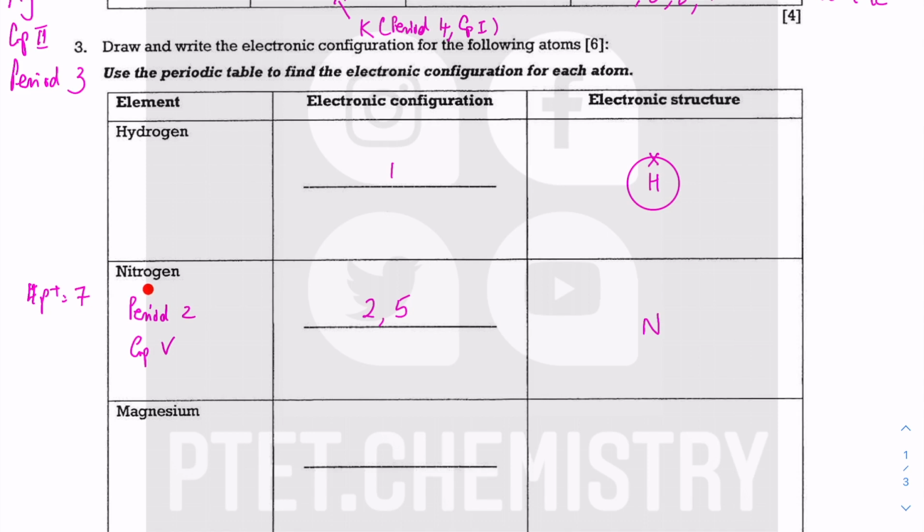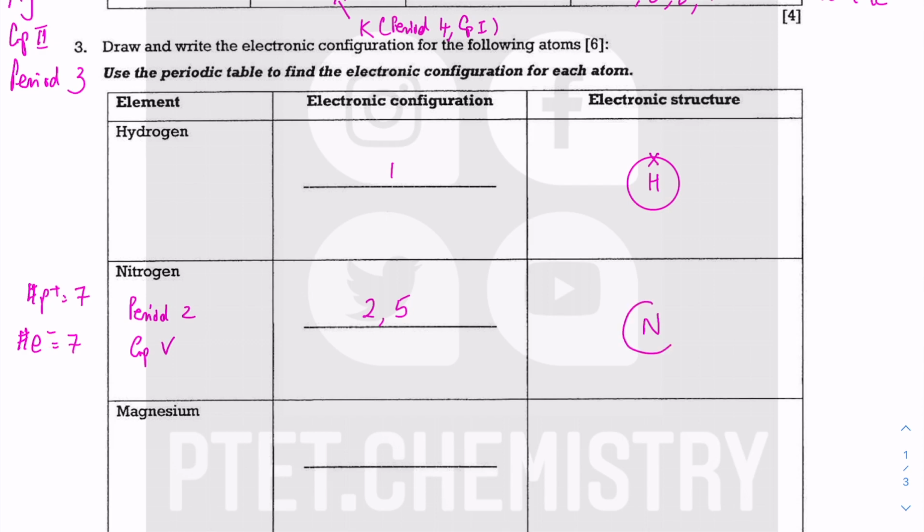Atomic number is 7 from the periodic table, so 7 protons. Number of electrons is also 7, because for an atom, the number of protons is equal to the number of electrons, because the positive charge of protons is balanced out by the negative charge of electrons.